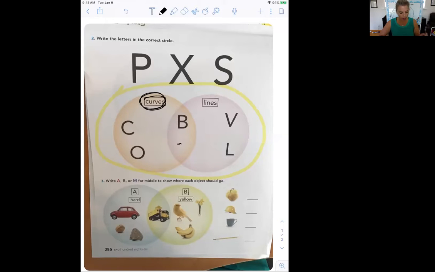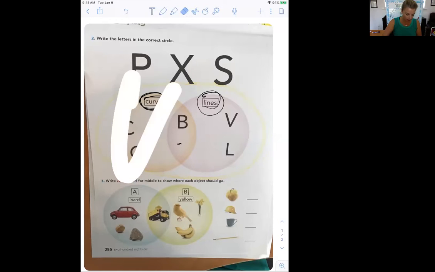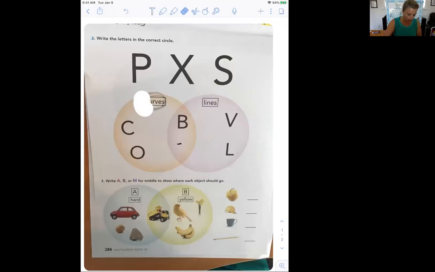They're not going to go in the middle because look, the middle overlaps with the other side. The other side is lines. Does a V have a curve? No. Does it have a line? Yes. V is in Victor. Now L, does L have a curve or a line? Well, it has a line. You only use lines to write the L. Okay, let me erase this so that we can see.